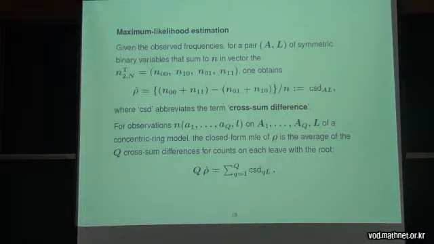Last line, when you compute the sum of the cross-sum differences, what happened to the n? If your rho hat is... Well, I have a total sample of total size n. Yeah, okay. Sorry. I didn't define that properly here. Of course, we have the same number of observations for each leaf and the root. Ah, I see. Okay. Sorry.